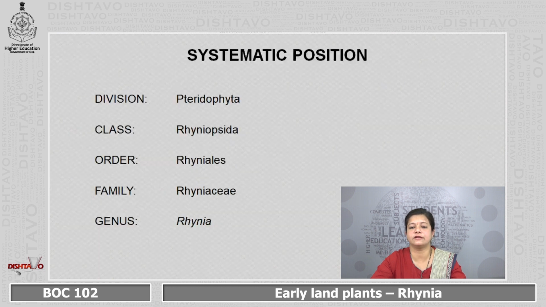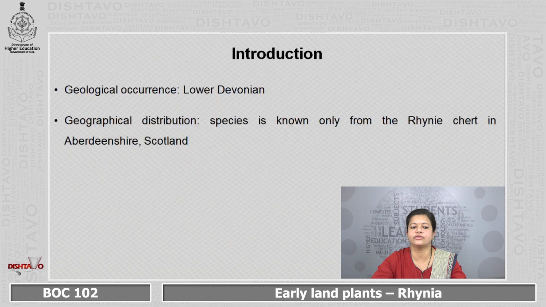Systematic position. Division is Pteridophyta, class is Rhyniopsida, order is Rhyniales, family Rhyniaceae, and genus is Rhynia. Introduction. The geological occurrence of Rhynia is in the lower Devonian era. The geographical distribution of Rhynia is known only from Rhynie in Scotland.